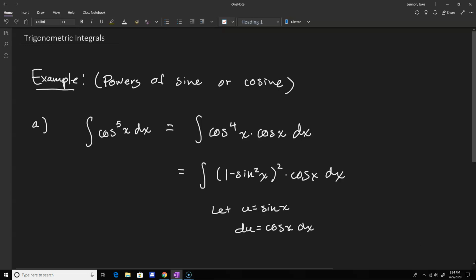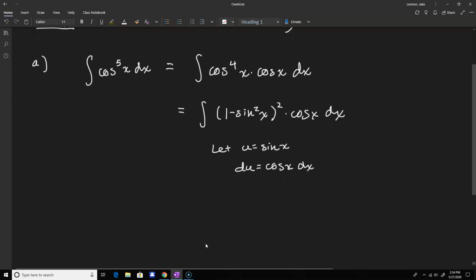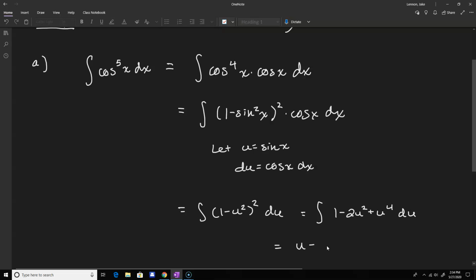So we can transform our integral, and it becomes just the integral of 1 minus u squared, quantity squared, du. And that's just a polynomial, so we can expand that. That's probably the easiest way. We don't want to do anything fancier than that. So that's going to be 1 minus 2u squared plus u to the fourth du. And then that has a very easy antiderivative: u minus 2u to the third over 3 plus u to the fifth over 5 plus our constant of integration.